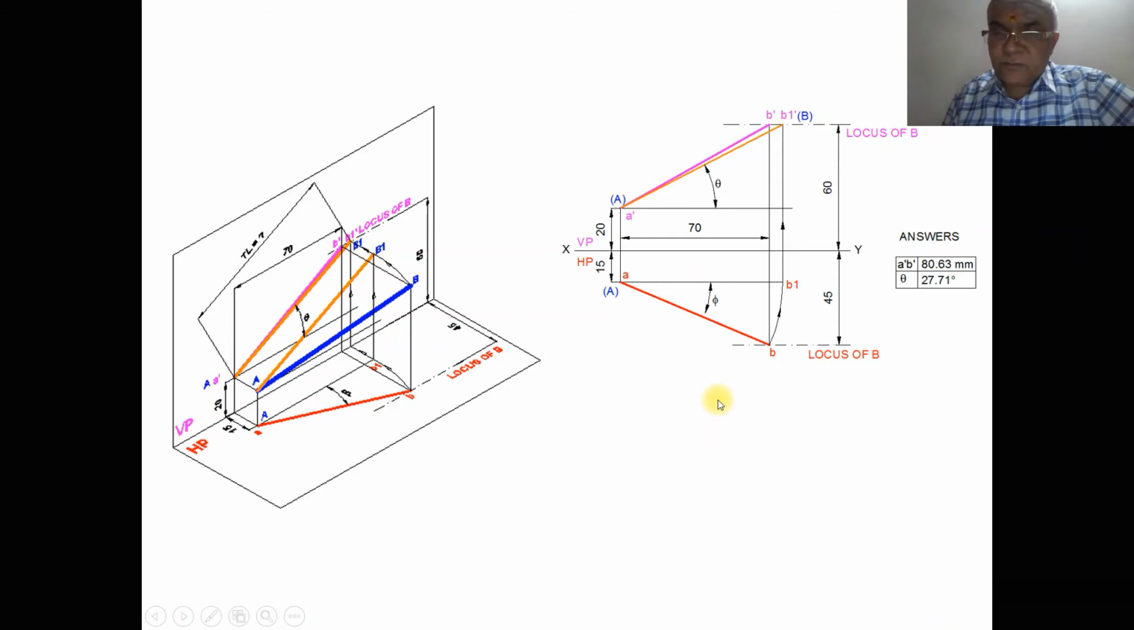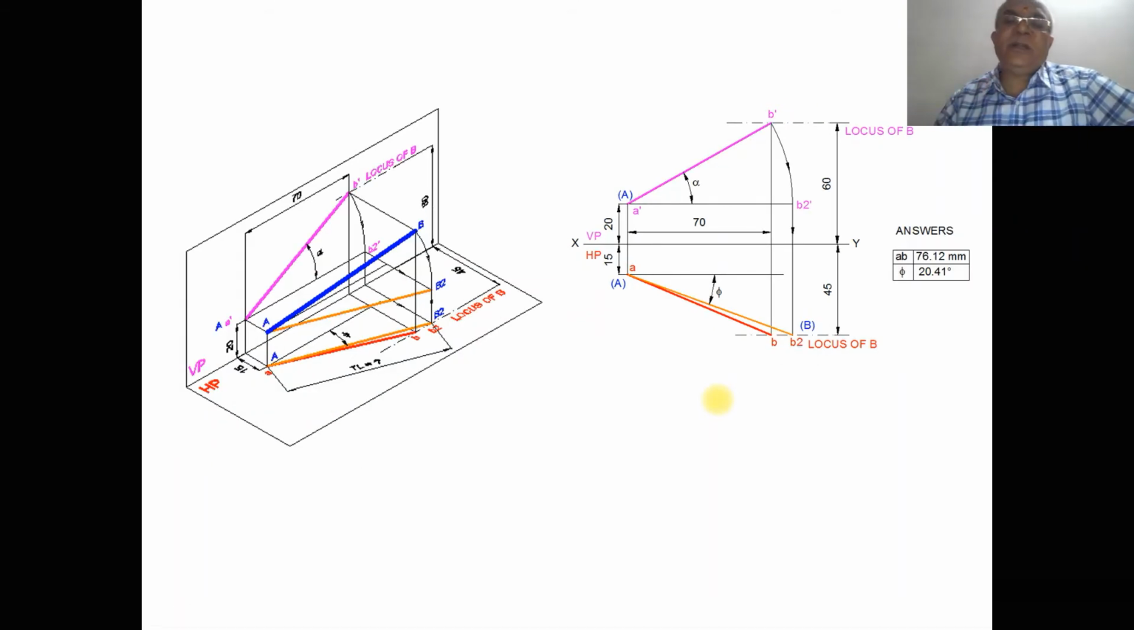Similarly, what happens when you want to take the true length in the horizontal plane? To find the true length in the horizontal plane, you have to take the front view. So where is the front view? The front view is here. With A as center, taking the radius of AB in space, you rotate that line such that both A and B2 are above HP by 20 mm. Since it is rotated such that B2 is also above HP by 20 mm, this becomes parallel to HP.